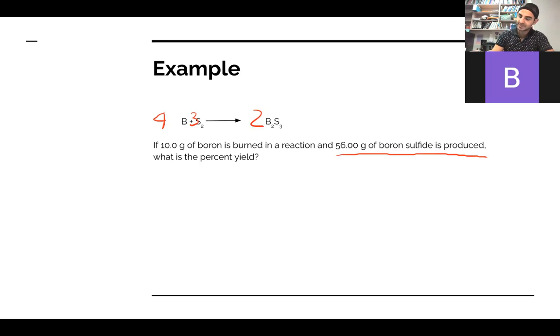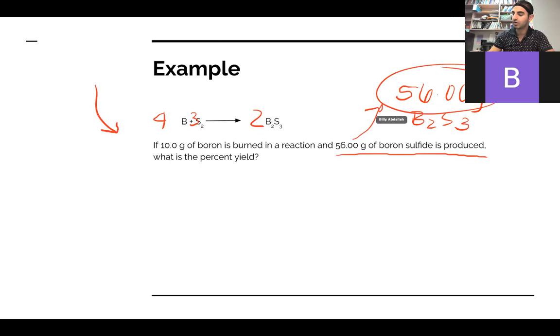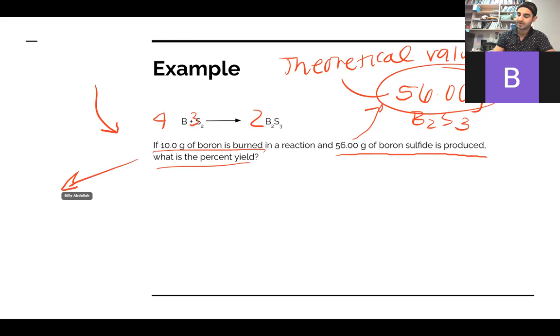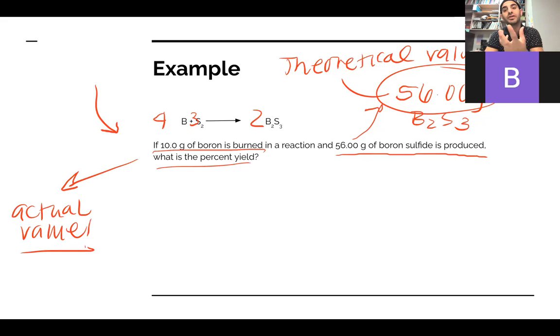So this is basically saying that you were in the lab and you burned 10 grams of boron in this reaction. And your output is that you got 56.00 grams of boron sulfide. So this is what you got in the lab. This is going to be known as the theoretical value. Okay. And when we do the stoichiometry, we're going to get an actual value. Okay. And then we can compare the theoretical value and the actual value to get a percent yield. So what we got is what we got in the lab. There is a true value or an actual value that we're going to solve for right now.